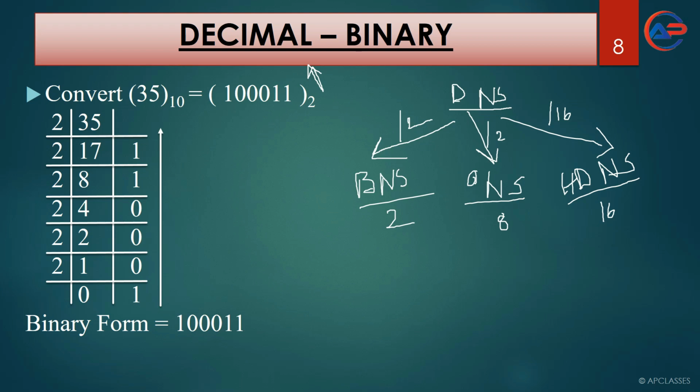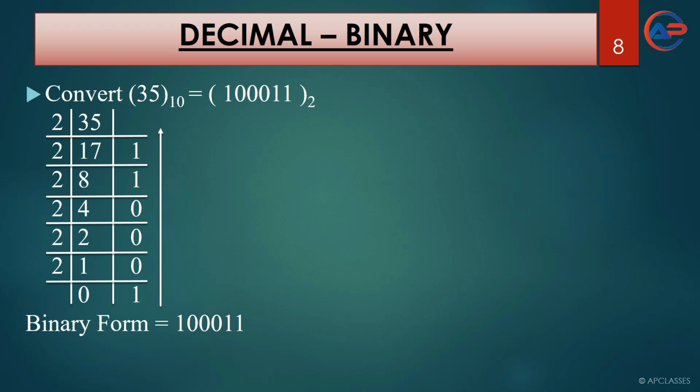So whether you are converting decimal to binary, decimal to octal, or decimal to hexadecimal, each and every one needs to be divided. Decimal to binary, divide by 2. Decimal to octal, simply divide by 8. Decimal to hexadecimal, divide by 16. Right? Now let's understand this with an example. Here we have 35.